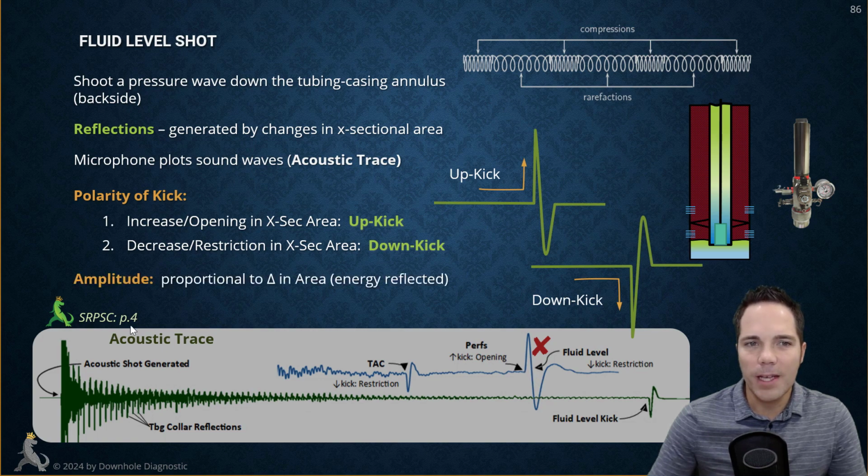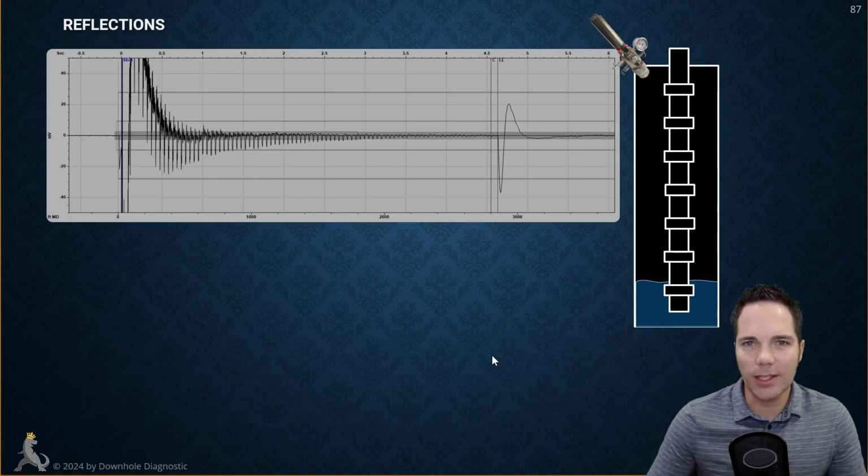Okay, so another important thing is the amplitude. There's the polarity of the kick and then the amplitude. This is proportional to the change in area, or the energy reflected. As that wave is coming down, it's based on how much it deviates from zero, or the baseline. It'd probably be better to look at this one. Here's zero, and you can see the TAC has a little amplitude, but the amplitude of this perforation is much bigger, which means it's reflecting more energy back, which means there's a larger change in area right there. That's important in helping to identify what you're looking at, and we'll look at some examples of that.